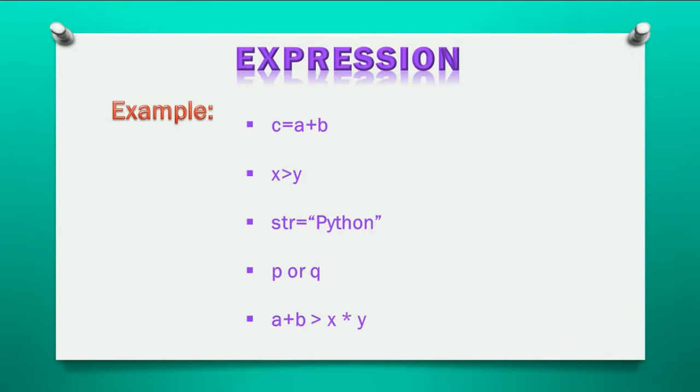So in all these 5 examples, we can see that an expression is nothing but a valid combination of Python variables, literals or operators. Also, an expression represents a value, or it is a combination of different operations.